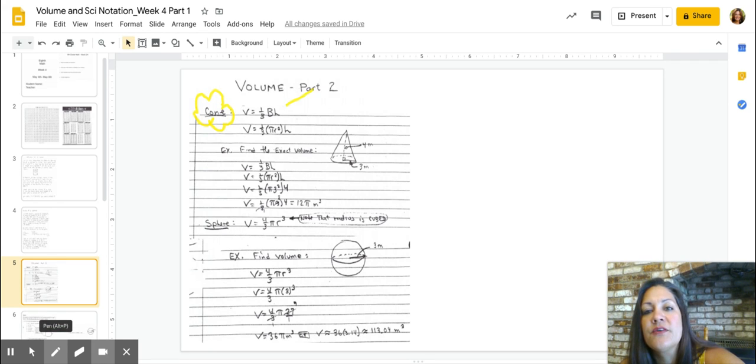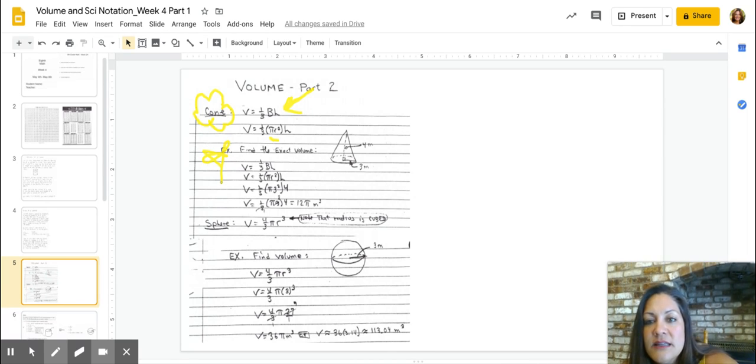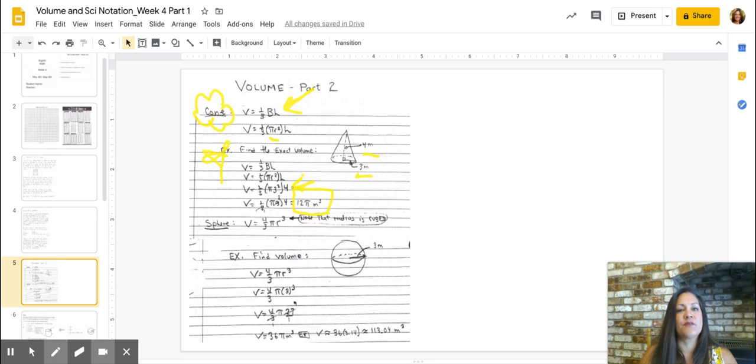Volume equals 1/3 base times height, which remember that base is a circle, so it's 1/3 pi r squared times height, and we're going to find the exact volume here in our example. So volume equals 1/3 base times height, which is the same as 1/3 pi r squared times height. Here's our different volumes. We have 3 as our radius and 4 as our height. Plug those values in and we'll solve, and that gives us 12 pi meters cubed. And of course, you can also use your calculator and solve that out.